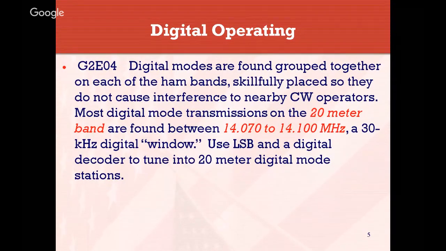So, I mentioned before that 14.070 is where you'll find a lot of it, but it also extends to 14.1. So there's a 30 kilohertz digital window, and there's what they call a waterfall when you bring up your digital operating application or software on your computer. You can see where there are digital communications going on. I can't remember the name of the software that I use. Sorry about that. But it can be quite interesting, and you just have to make sure that you have your decoder set to the proper decoding method for the digital mode that's being used.